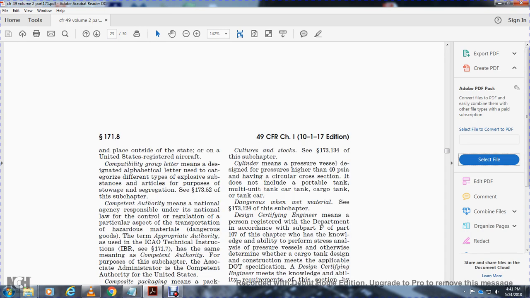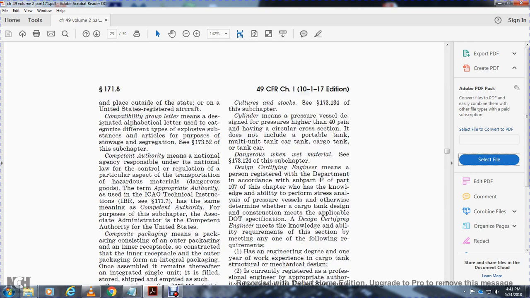Competent authority means the national agency responsible under national law for the control of the regulation of a particular aspect of the transportation of hazardous materials. The term appropriate authority is used with the ICAO technical instruction, IBR 171.7. The head is the same as the competent authority for the purpose of the subchapter, the associate administrator that is competent for the authority over the United States.